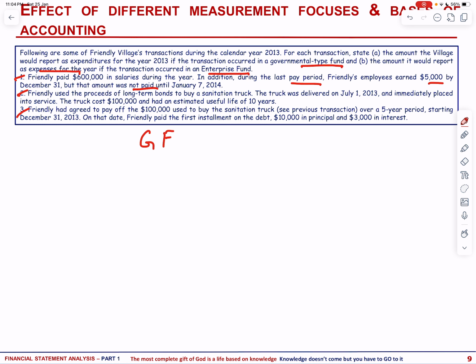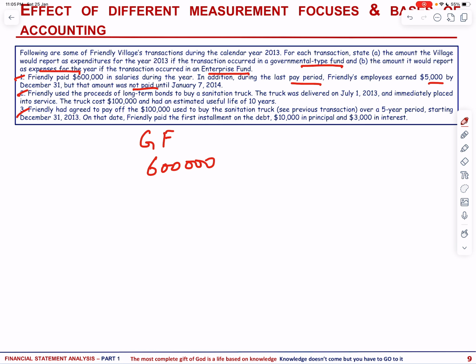and under the government fund, obviously, we use the modified accrual basis of accounting. So expenditures are recognized when liabilities are incurred, and the liability is typically considered incurred when the salaries have accrued, and not when they are paid as such. So Friendly would report 600,000 for the salaries paid during 2013.